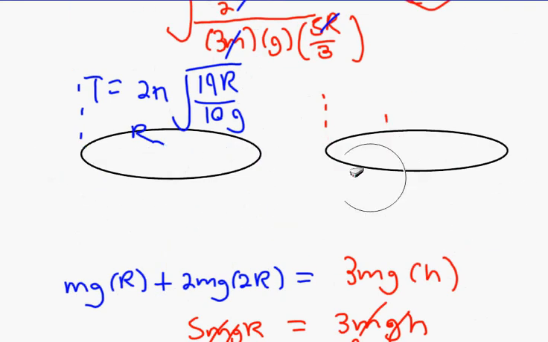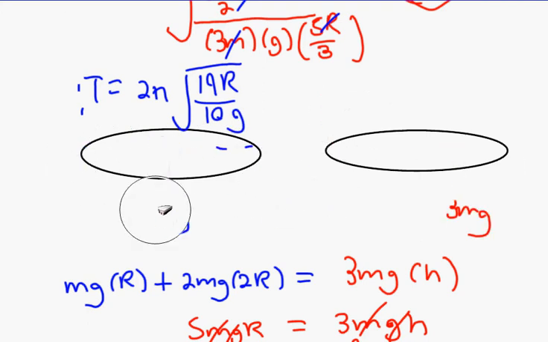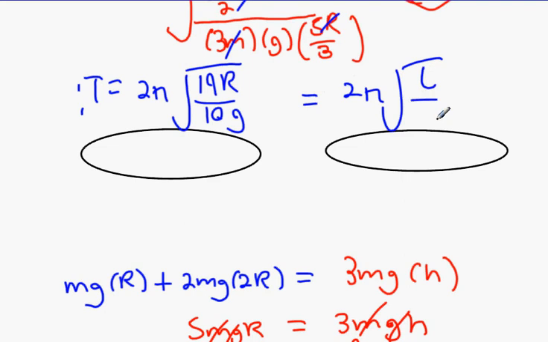This here would be a different formula. A simple pendulum's formula is 2π root L over g. So what you're doing is you're just going to compare both formulas to each other, and what you can say is, well, look, it's identical if L was 19r over 10. So that's the length of an equivalent compound pendulum. Okay?